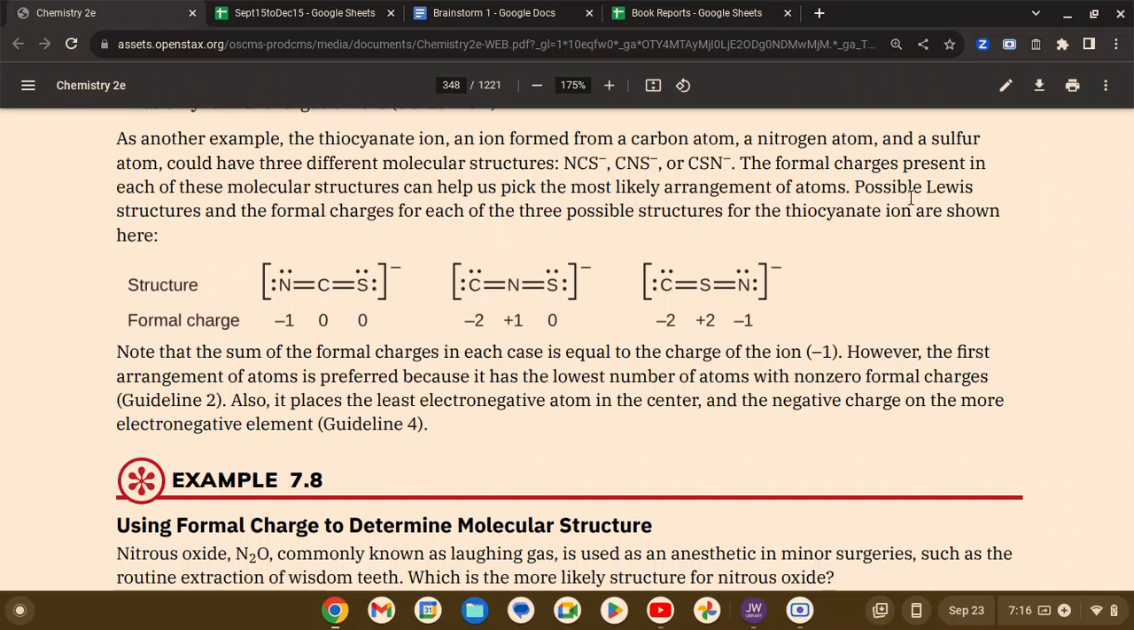Note that the sum of the formal charges in each case is equal to the charge of the ion. However, the first arrangement of atoms is preferred because it has the lowest number of atoms with non-zero formal charges. Also, it places the least electronegative atom in the center and the negative charge on the more electronegative element.